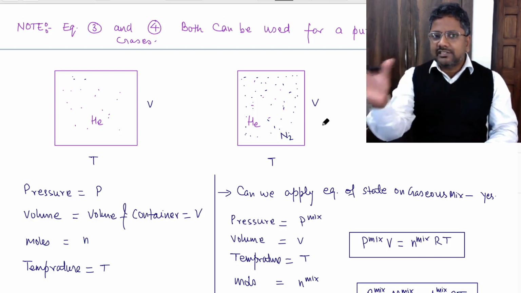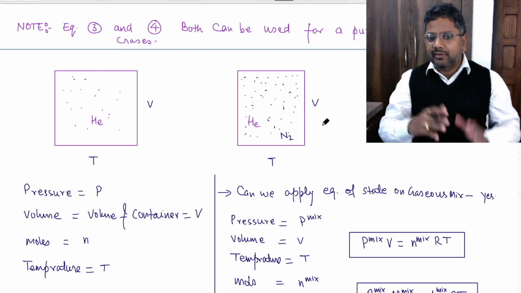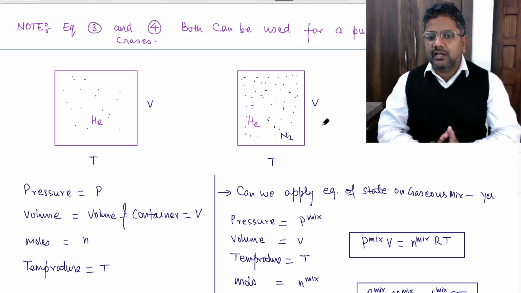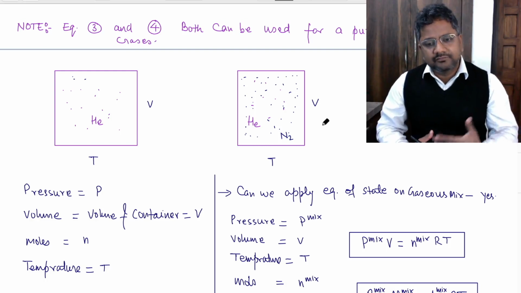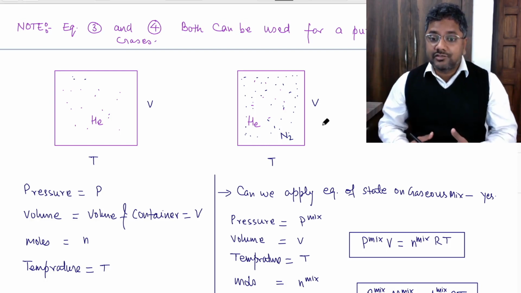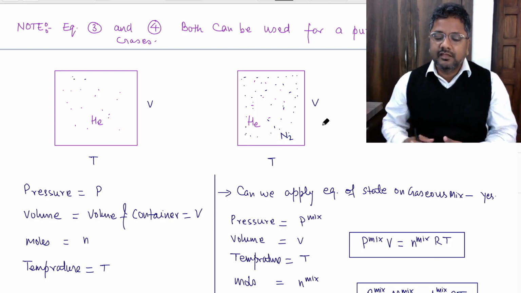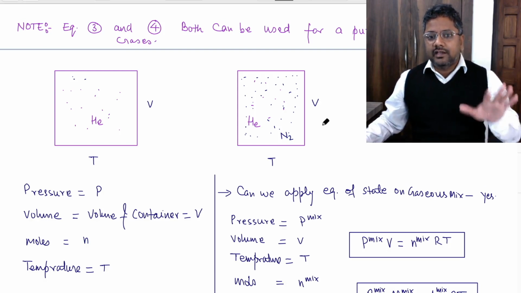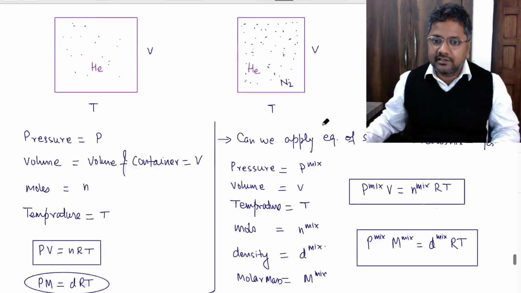Number of moles and pressure are varying with time, but once the reaction is over or the reaction attains equilibrium, then you can apply PV = nRT, no problem, because now the moles are constant with respect to time. So don't worry, you can use this equation of state even for reacting gaseous mixtures, right?